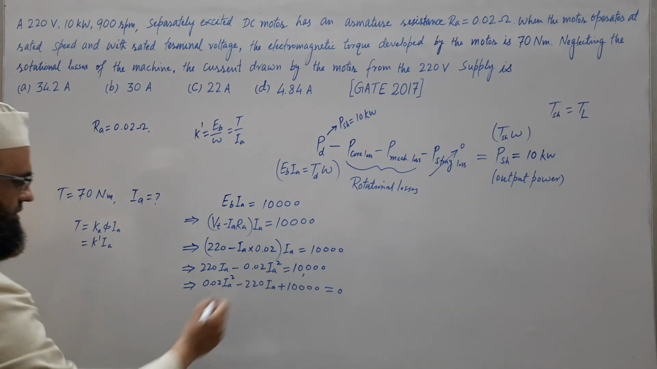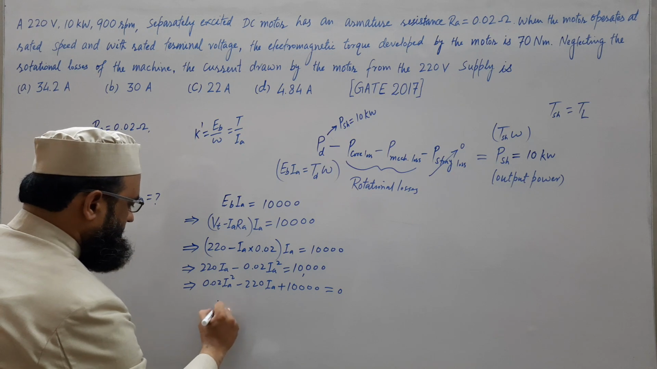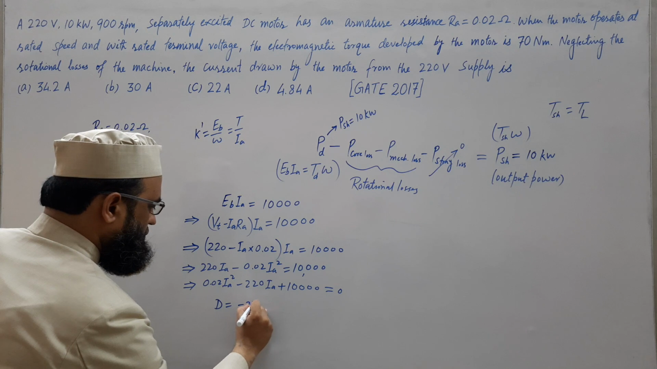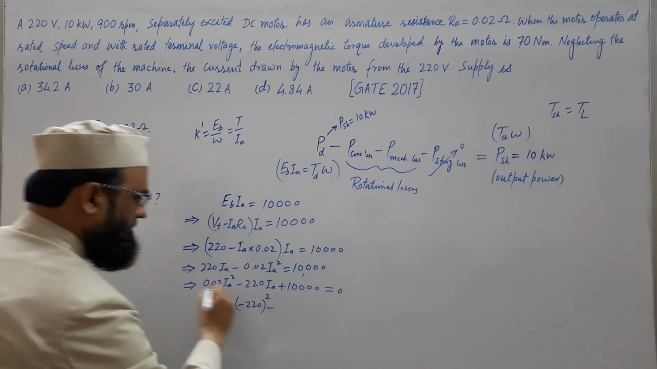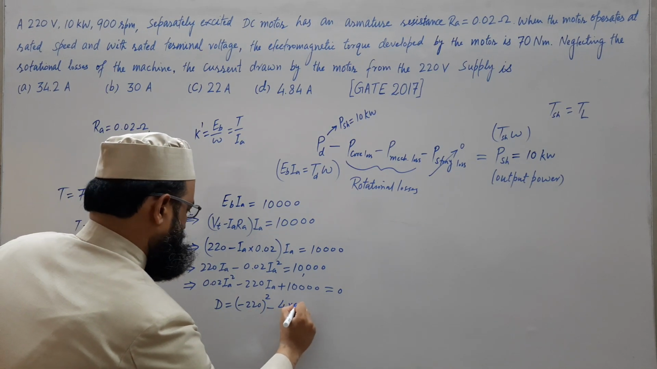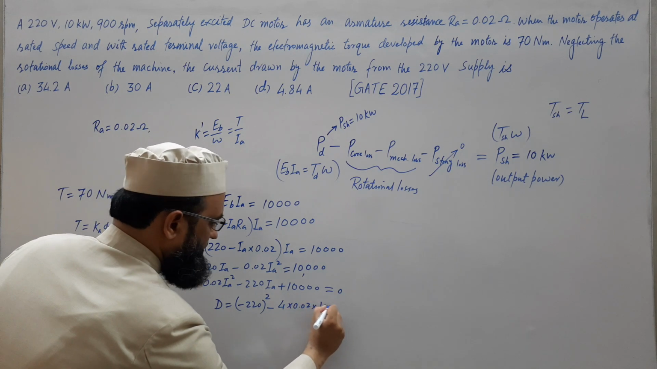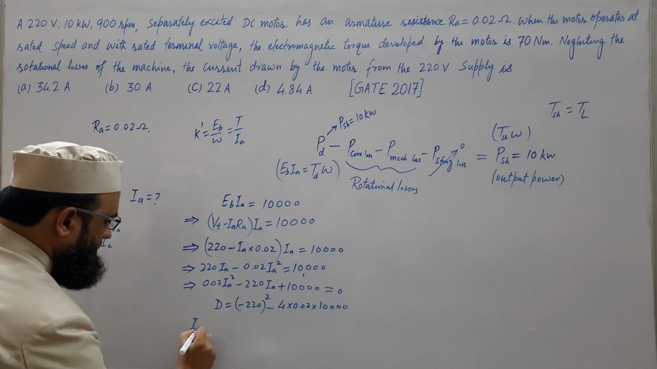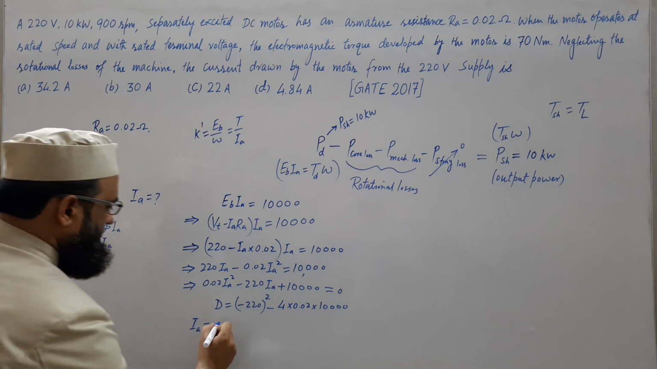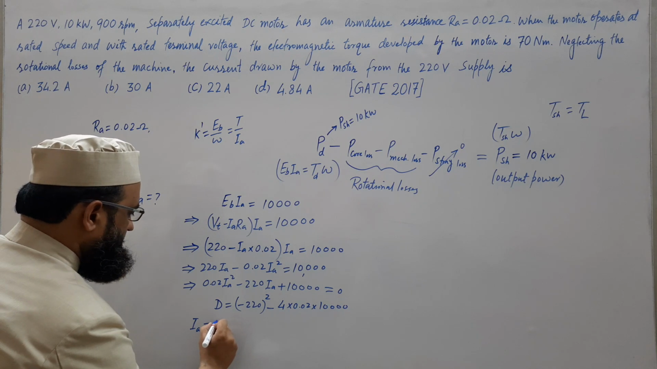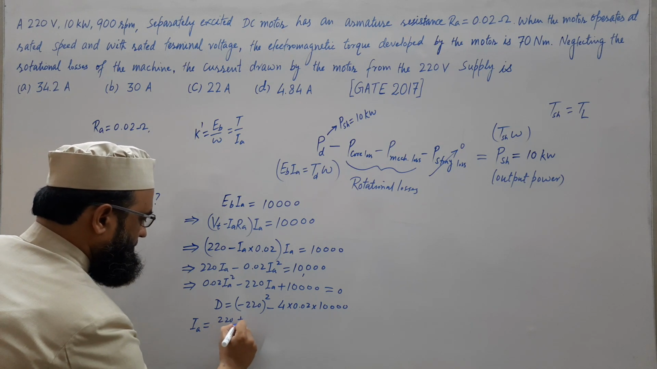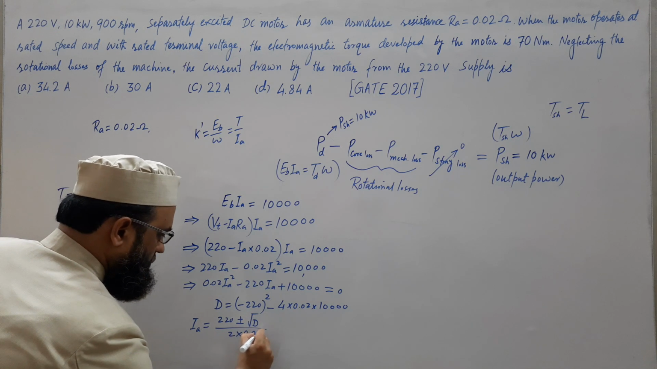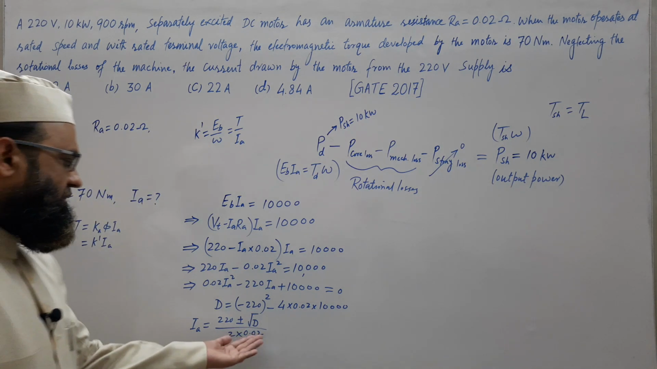A, B, C. So determine the discriminant, D is equal to B square minus 4AC, that is 220 square minus 4 times 0.02 into 10,000, right? So therefore Ia will be minus B, that is 220, plus minus under root D, upon twice of 0.02, right? So we will get two values of Ia.